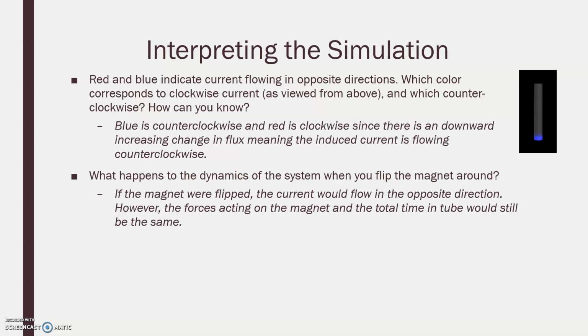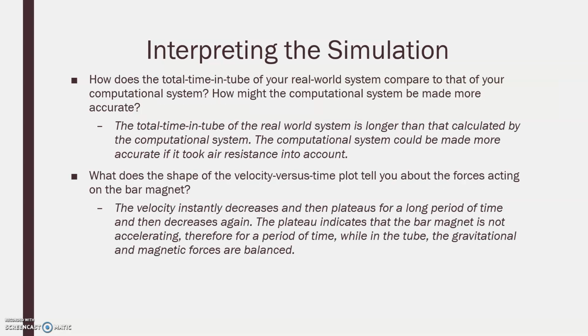The second question asks, what happens to the dynamics when the magnet is flipped around? If the magnet were flipped, the current would flow in the opposite direction. However, the force is still acting on the magnet and the total time in tube is still the same. The third question asks how the total time in tube of the real-world system compares to that of the computational model, and how can the model be made more accurate. The total time in tube of the real-world system is longer than that calculated by the computational system. The computational system could be made more accurate if it took air resistance into account.